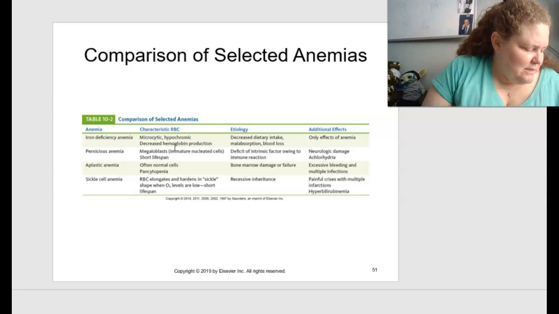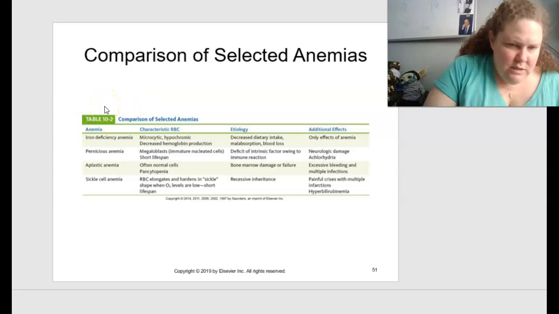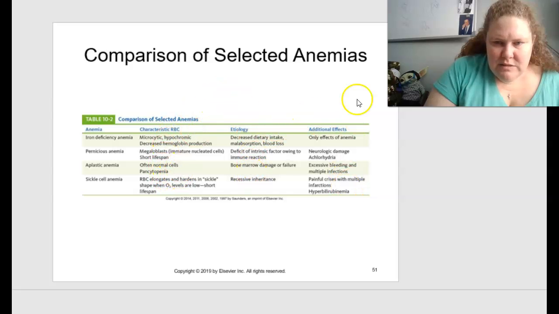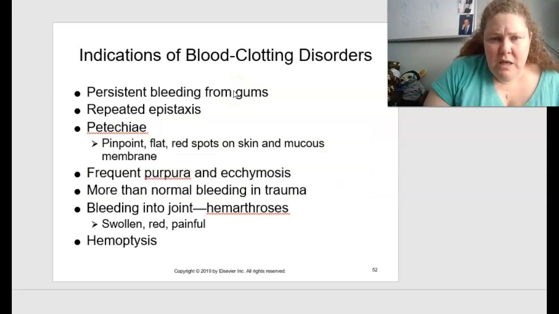So here is a comparison of selected anemias. This is page 203, table 10.2. You're talking about iron deficiency anemia, pernicious anemia, aplastic anemia, and sickle cell anemia. Then the characteristics of the red blood cells, the etiology, as well as additional effects. So this is a great little summary table to maybe make a flashcard over.